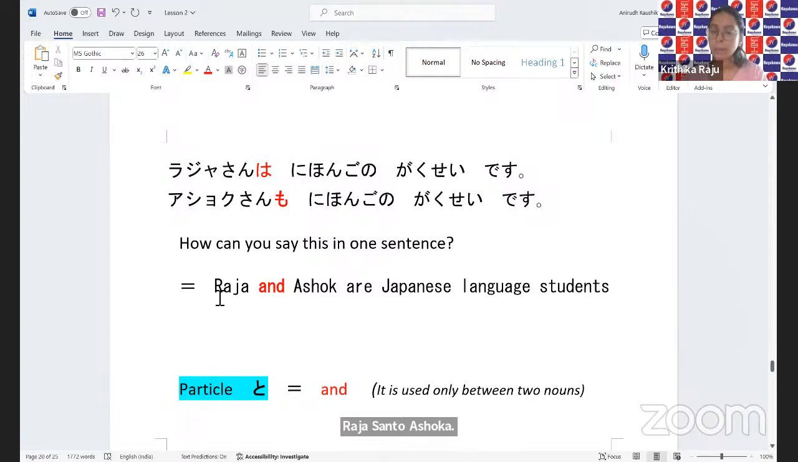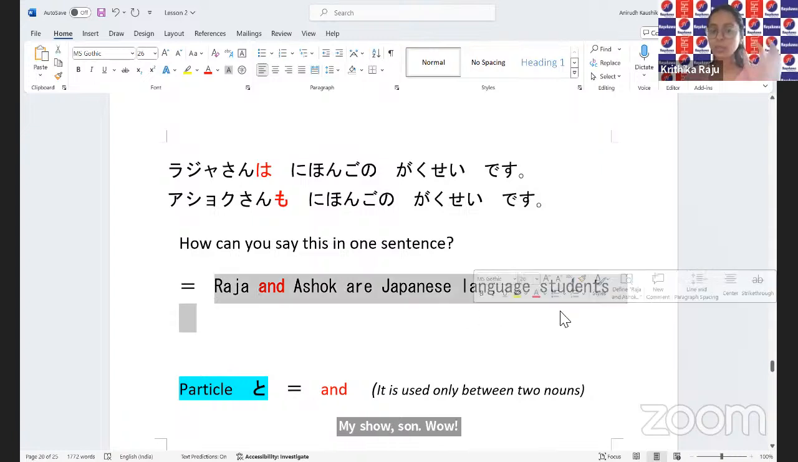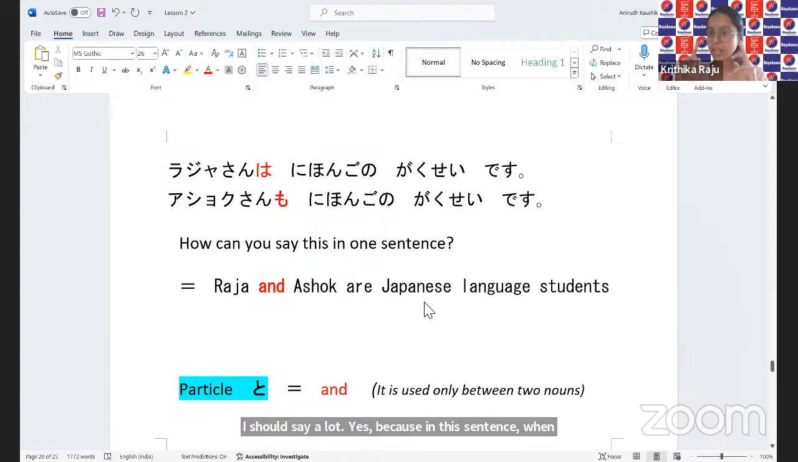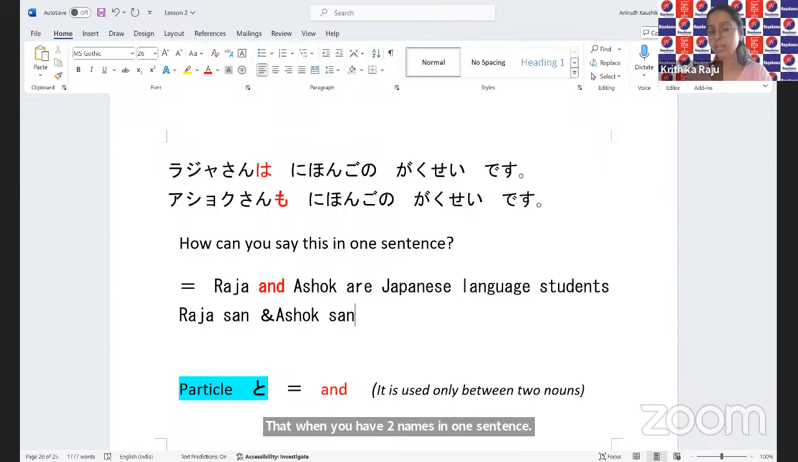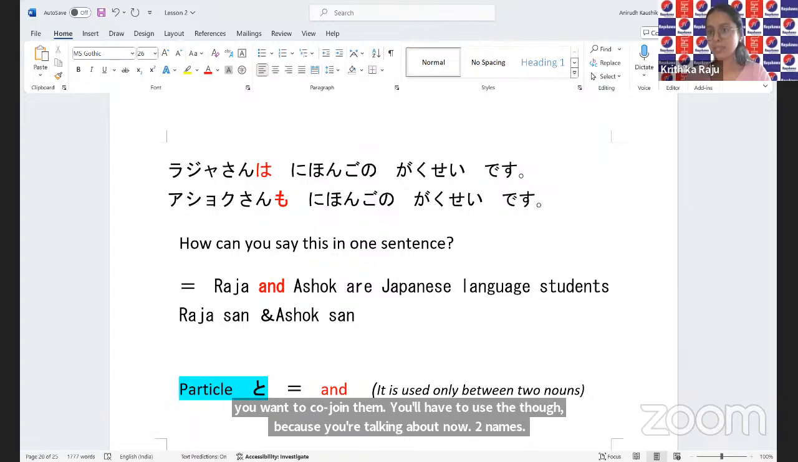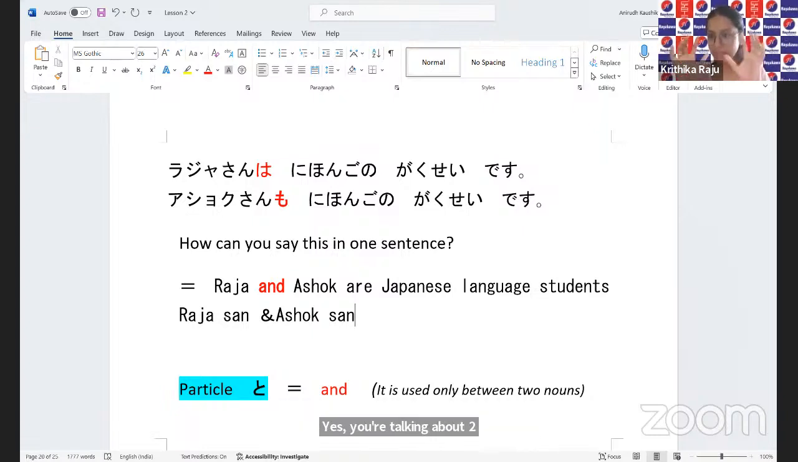So if you had to say it, would it be Raja-san wa? So it's not correct, right? It will be Raja-san to Ashok-san wa. Yes, because in this sentence, when you put Raja and Ashok together, the speaker is talking about both Raja and Ashok. So the topic of this sentence is Raja-san and Ashok-san. When you have two names in one sentence and you want to co-join them, you'll have to use the to, because you're talking about two names, two nouns. Therefore, between the nouns, you have to join them using the particle to in Japanese to mean and.